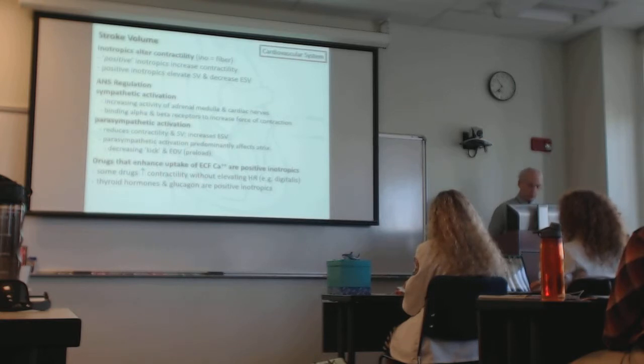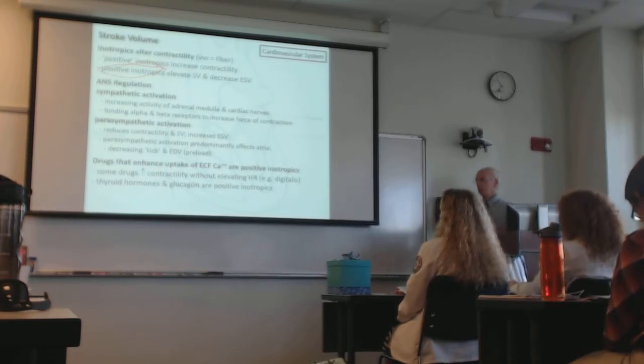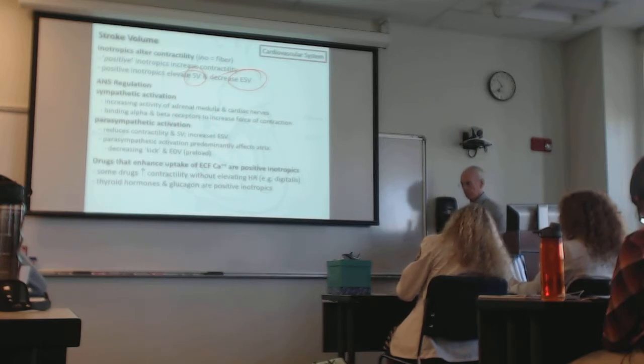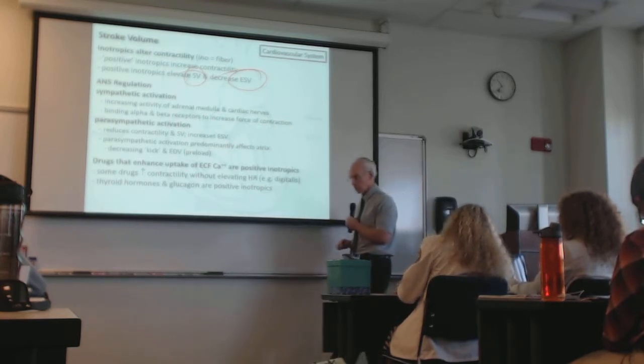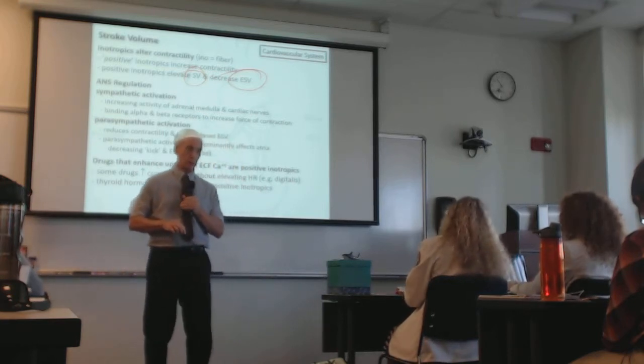All right, we've used the term inotropic to describe any type of therapy or factor that influences the contractility or force of contraction. A positive inotropic increases the force of contraction. A negative inotropic decreases the force of contraction. And hopefully it's evident to you that if we increase the force of contraction, we also increase stroke volume and decrease end systolic volume. What is end systolic volume? It's the volume of blood remaining in the ventricle after contraction.